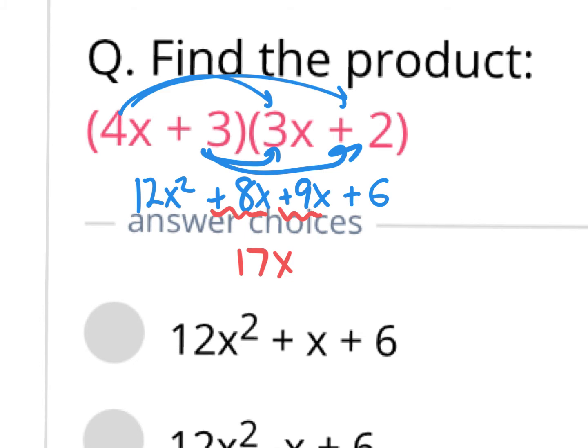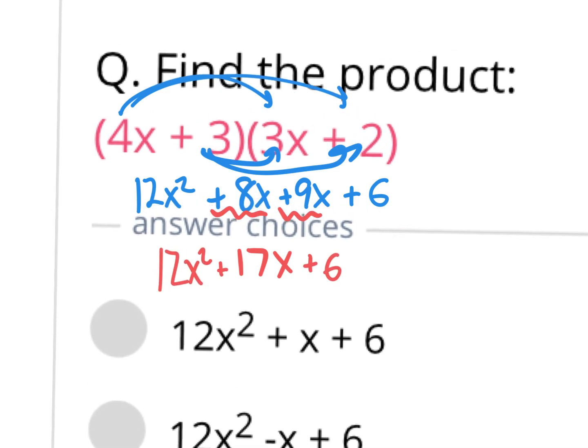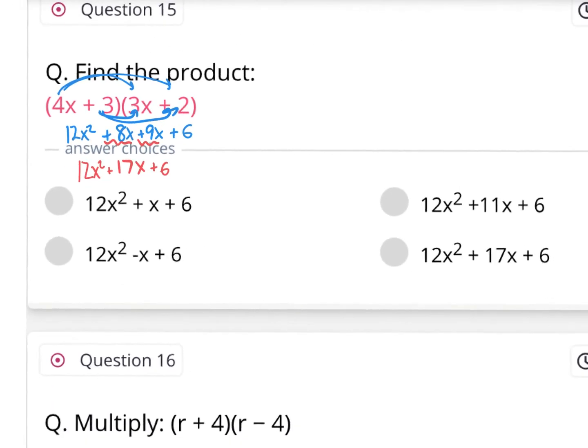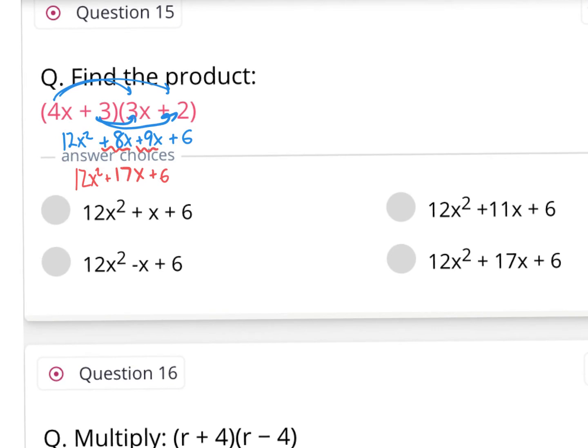Bring down the 12x squared, the plus, and the plus 6. And we are done. Let's see which answer that is. Wait a minute. Sorry about that. The answer is this option D, I believe. Well, there's no letters, but there you go. Let's move on to question 16.